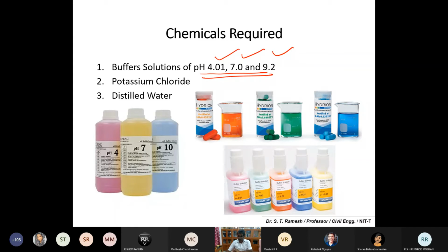Please remember, you can get the standard solutions in bottles like this, or you can also have pH tablets like this. You can identify or differentiate them by color: 4 by orange color, 7 by green color, and 9.2 by blue color. Is it okay, Sharon? Yes, sir. Yeah, 4, 7, and 9.2. Please remember, you can take directly from a commercially available solution, or you can prepare from tablets 4, 7, 9.2. These are the three chemicals required.